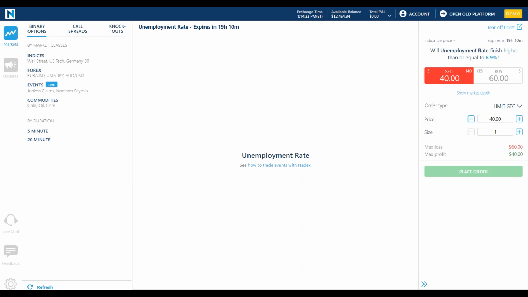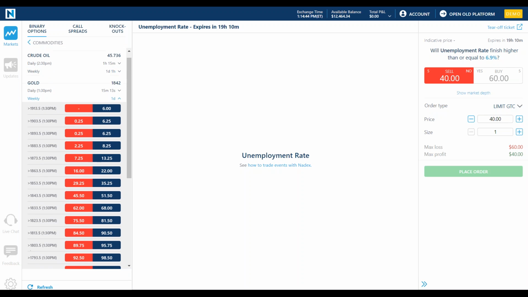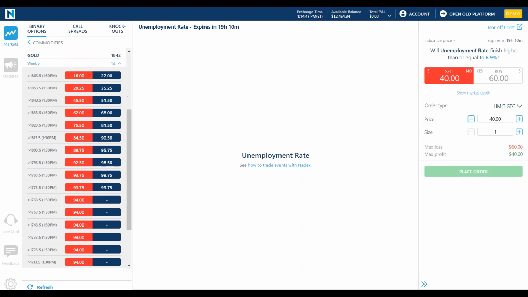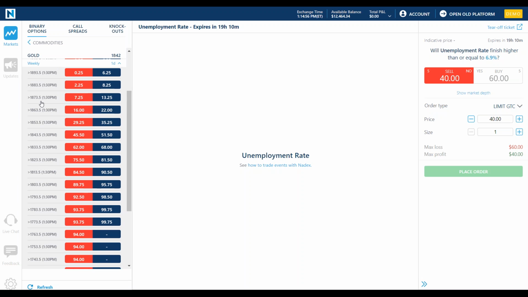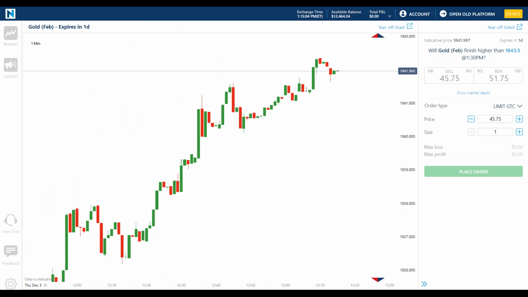Now, for an example on our binary options, let's start with gold. I'm going to look at a weekly contract. Notice that under the weekly, we've got a bunch of different choices, and I am going to just pick one of them. I'm picking the one that's right around 50%, since I know gold is trading right around 1842. So the 1843 contract is going to be right there. Now I'm going to hide this.